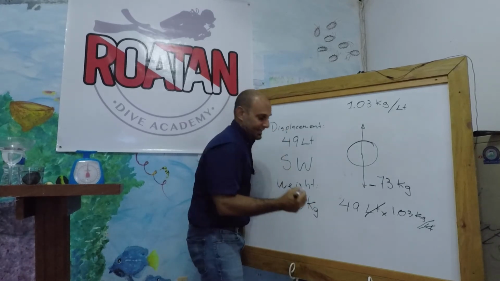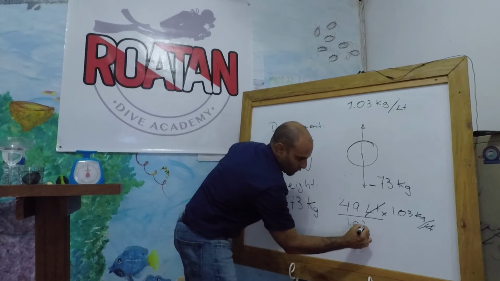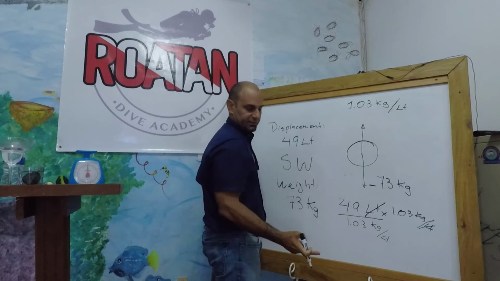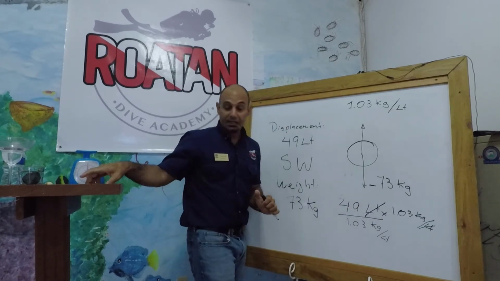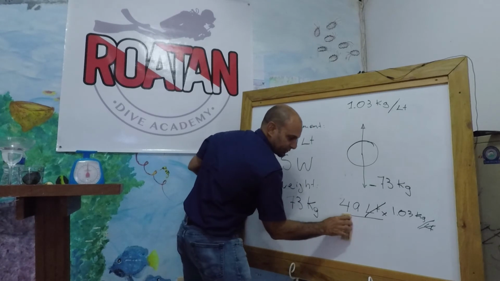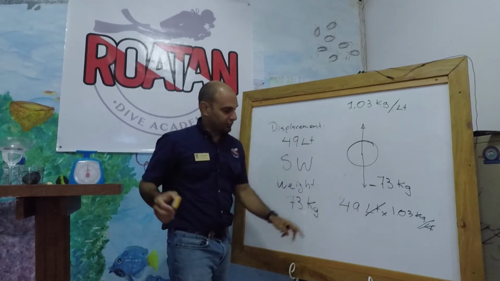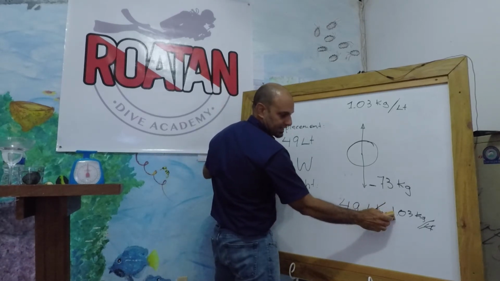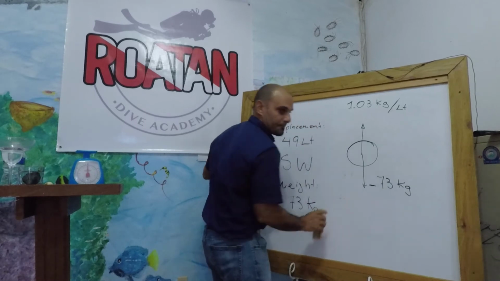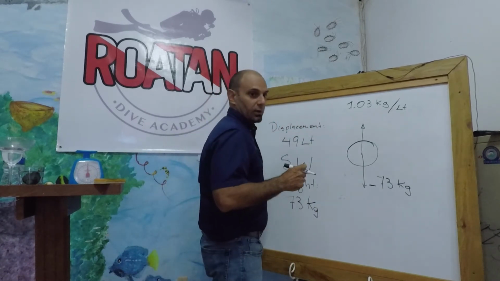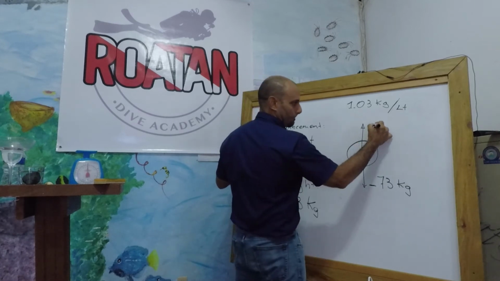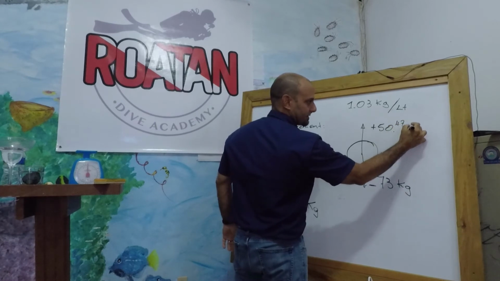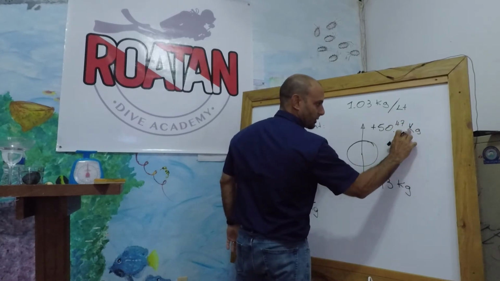If I were to divide, what will come out is something like liters over kilograms over liters. That doesn't make sense, and I cannot cancel the liters in this mathematical operation. So it has to be multiplied so I can cancel the liters, right? So if we do 49 liters times 1.03 kilograms per liter, on the calculator we will come to a positive force of 50.47 kilograms, which is what we're looking for.